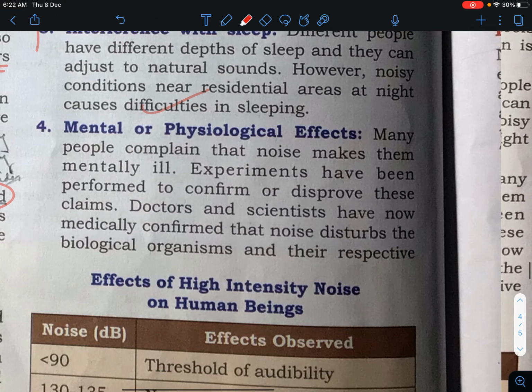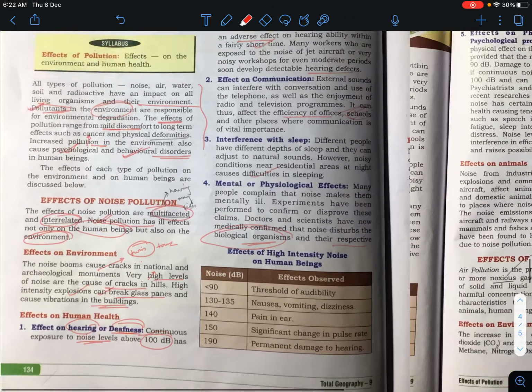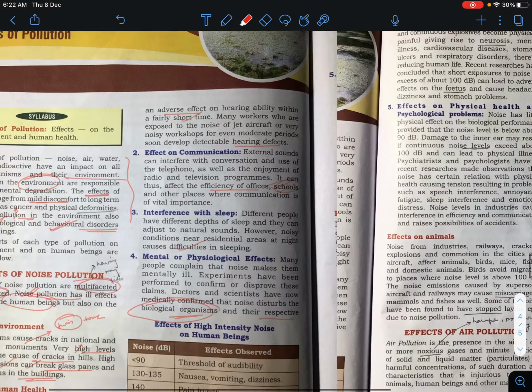Now about the mental or physical effects. Many people complain that noise makes them mentally ill, and experiments have been performed to confirm or disprove these claims. The experiment was done to find out whether it is true or false. The scientists now medically confirm that noise disturbs the biological organism as well as their respective functions.